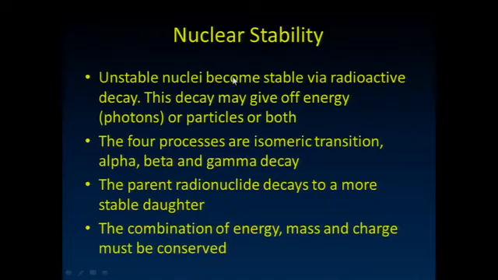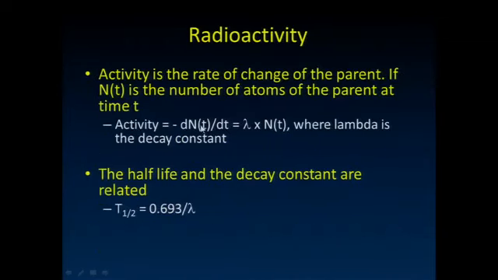That decay may give off energy in the electromagnetic spectrum, pure energy, gamma ray photons, or it may give off particles, or frankly, some things decay using both schemes. The four processes are isomeric transition, alpha decay, beta decay, and gamma decay, and I'm going to go through those here in a second. Isomeric transition, alpha, beta, gamma, electron capture, actually, I should have here. So the parent radionuclide decays to a more stable daughter. The combination of energy, mass, and charge has to be conserved in that.